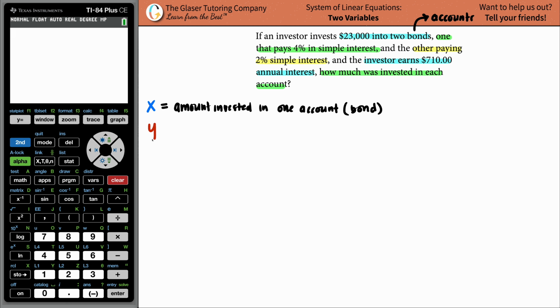And usually if you say X, then comes Y. Why? I have no idea. But anyway, we're going to label it Y. And we're going to say that that is going to be the amount invested in the other account. So now we have the two accounts written down. And just like they said, the account is the bond.